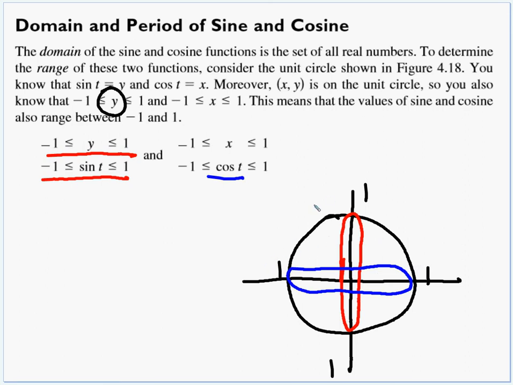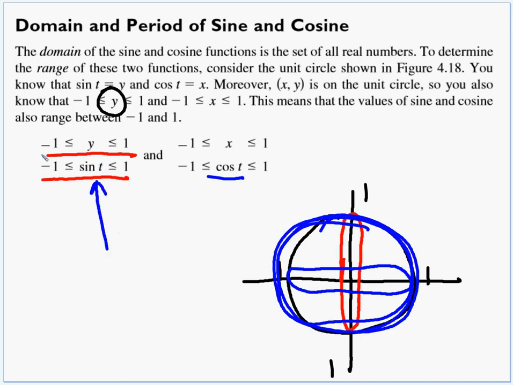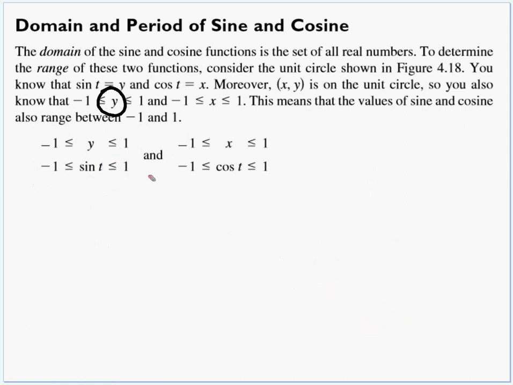And remember, the real number line has been wrapped around the circle. So no matter what number you put into sine, the only outputs are between negative 1 and 1. Cos, t could be any number, but your outputs, no matter what you put into cos, the only thing coming out is a number between negative and positive 1.